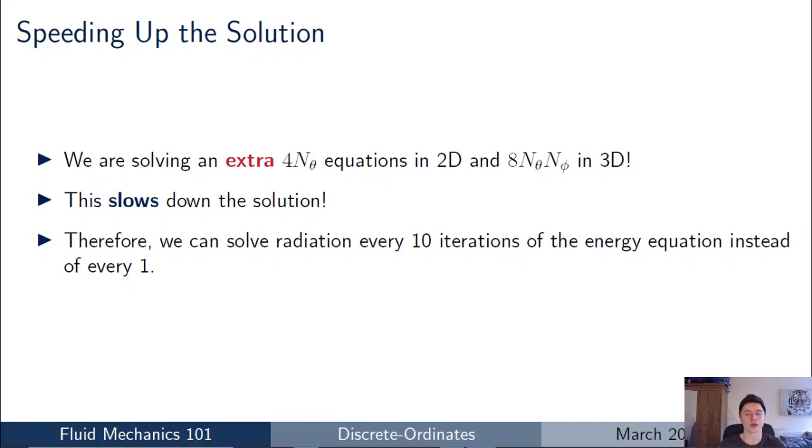So what you'll often find in CFD codes is that there'll be an option of how many iterations of the flow field you want to solve before solving the radiative set of equations, and typically we solve it every 10. That ends up being a good compromise, allowing us to get to a solution a lot more rapidly than if we solve the radiation equations every time step.